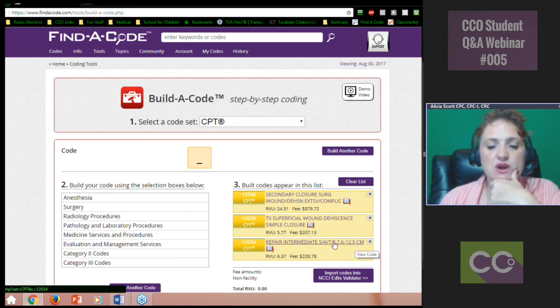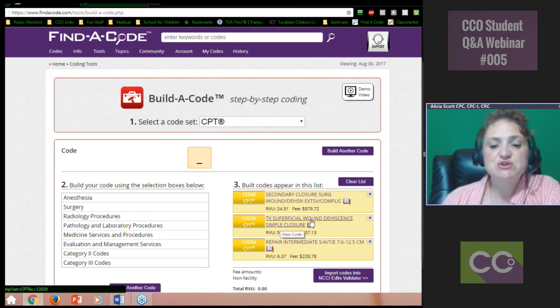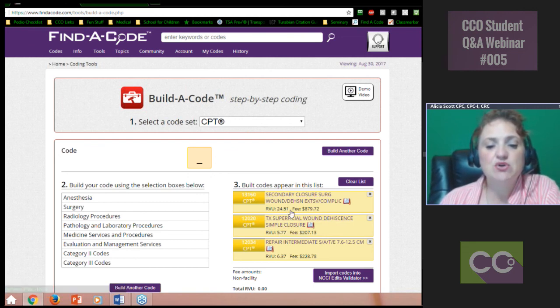12034. So let's see if I can open this up on another thing, and it'll let me do that because it doesn't like to open pages on my internet. Then another code that was suggested was 12020, treatment superficial wound adhesants simple closure. Okay, and secondary closure surgical wound adhesants. Okay, so I don't think that's going to open. I'm not going to try to open that. I'll X out of it.